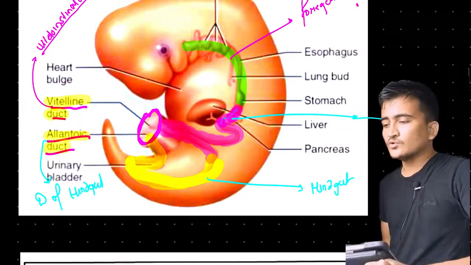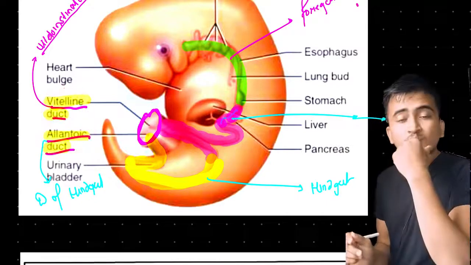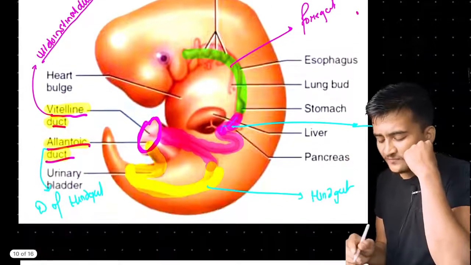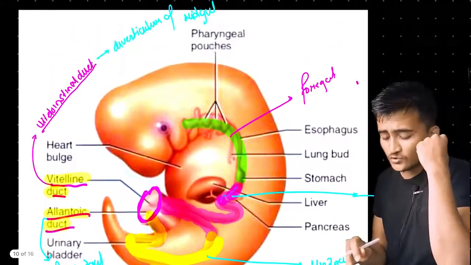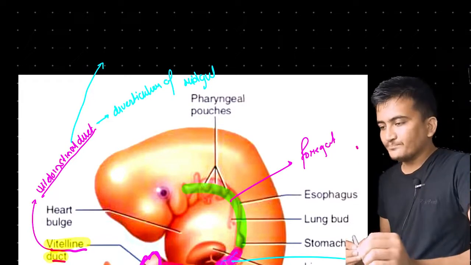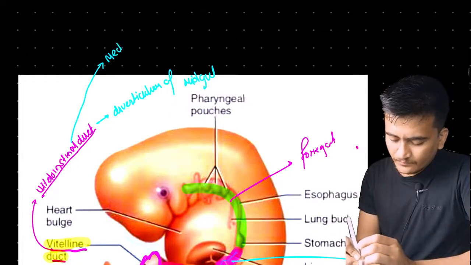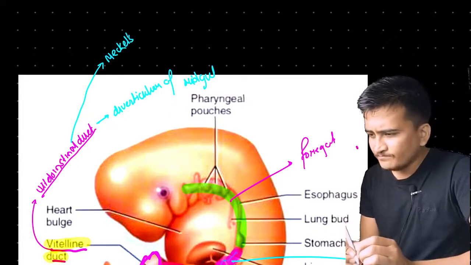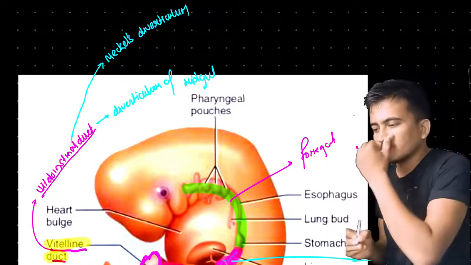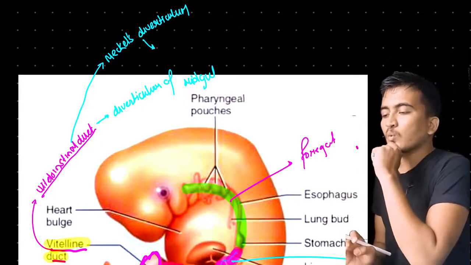Now, the thing that we need to know is that these two structures, the vitelline duct and the allantoic duct, should be closed when the baby is born. These are structures present in the fetus, so they should be closed. What will happen if these structures are not closed? Because of a persistent vitellointestinal duct, there will be the formation of Meckel's diverticulum.